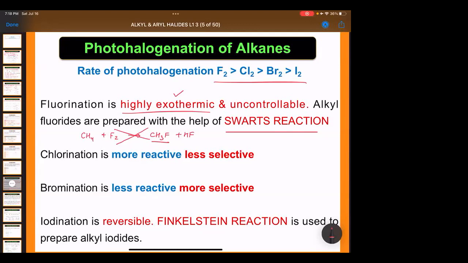That's why you don't do direct fluorination. So how do you do it? You do chlorination or bromination. So if you want to prepare this, you take CH3Br or CH3Cl, and you react it with AgF or Hg2F2. So it's a displacement reaction in which the fluorine displaces Br. Not direct photohalogenation, indirect. Is it clear?